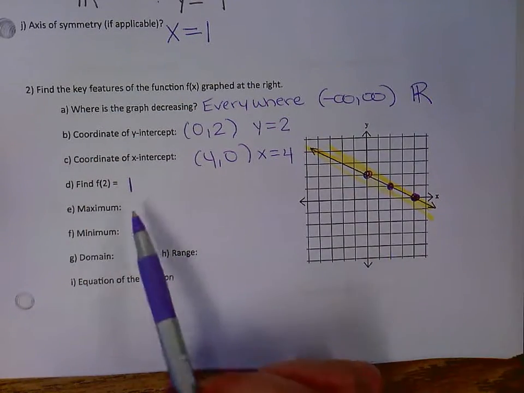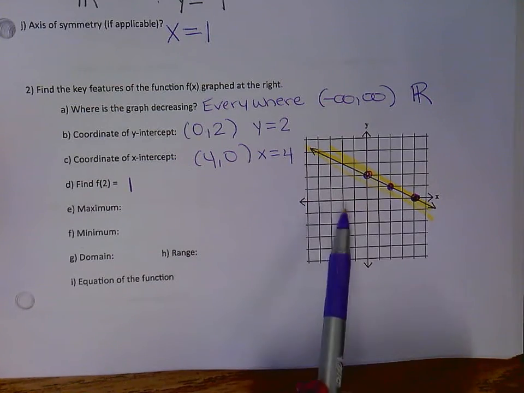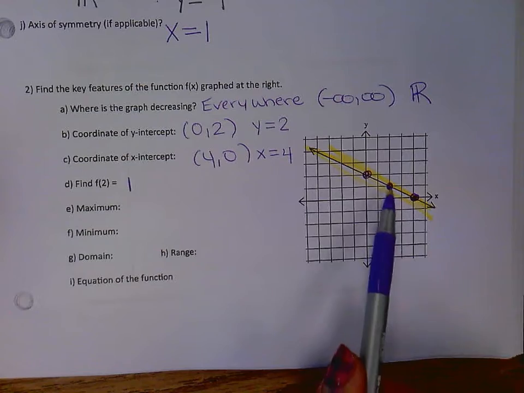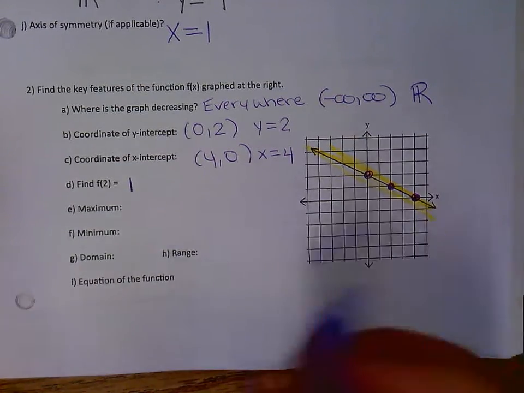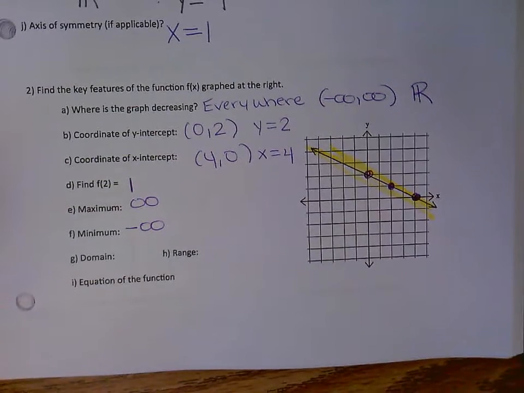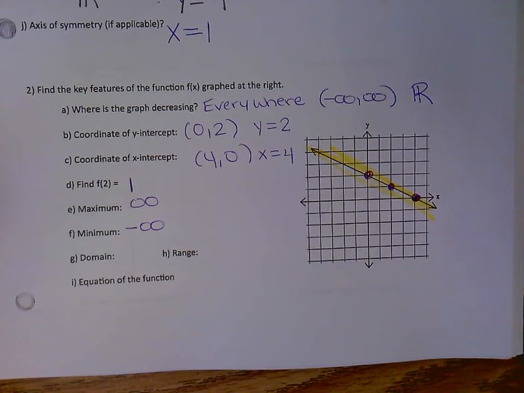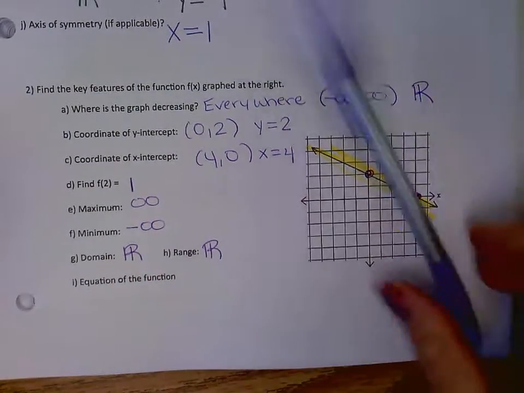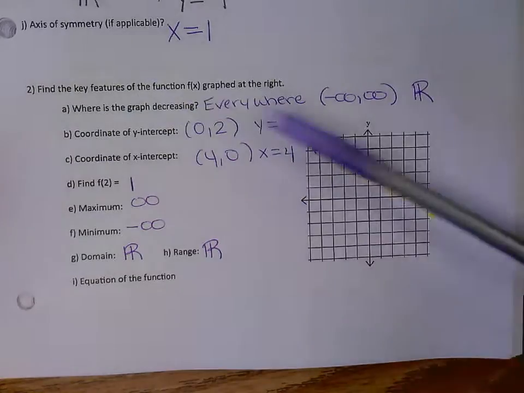My max and min. Well, this arrow can keep going up forever, and this arrow can keep going down forever. So I can go to positive infinity, and I can go all the way down to negative infinity. For a linear function, your domain and range are always all real numbers because the arrow's going side to side and up and down forever.